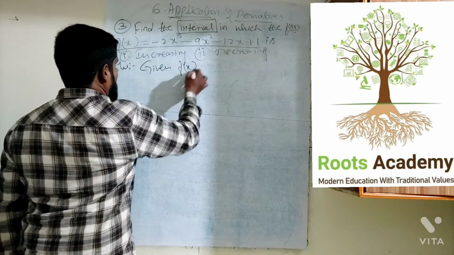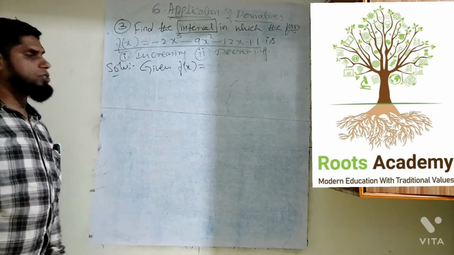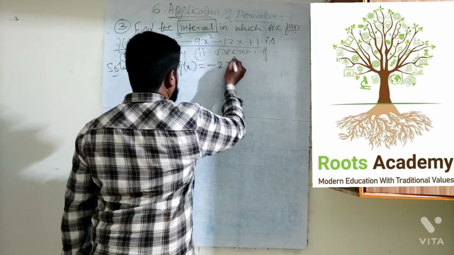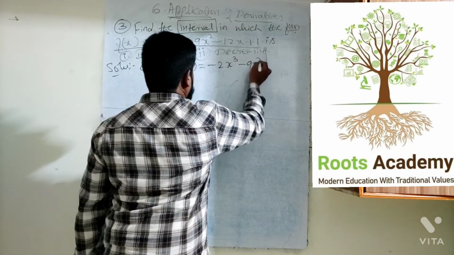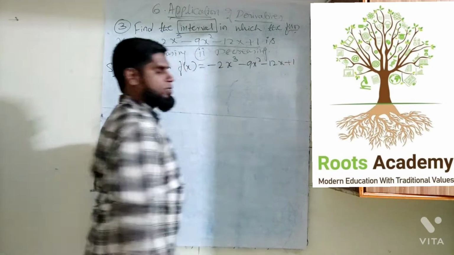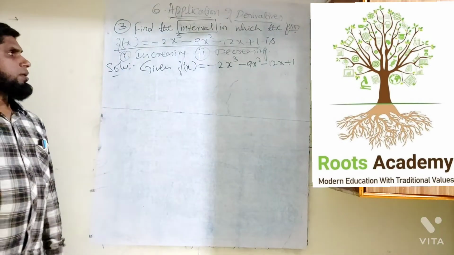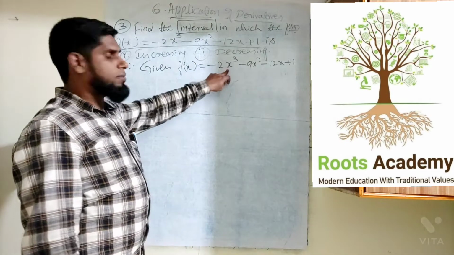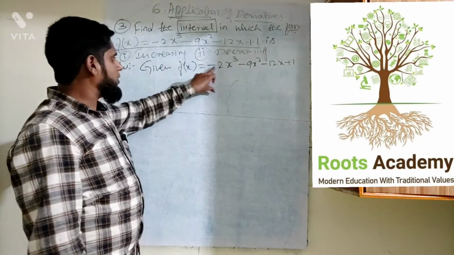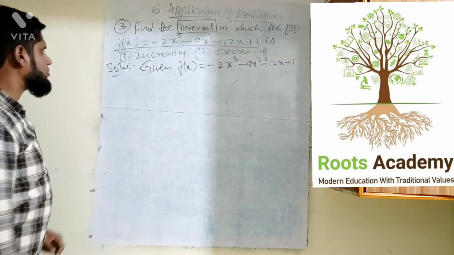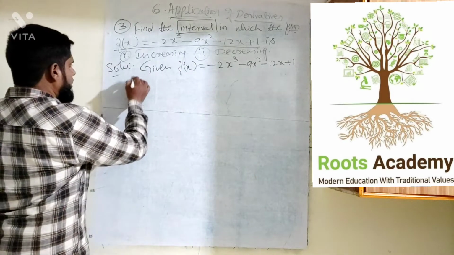Given f of x is equal to minus 2x cube minus 9x square minus 12x plus 1. So here it is a cubic equation, but this time the highest power, x cube, has a negative sign. So we should be careful in the way we cut. So let me first differentiate.